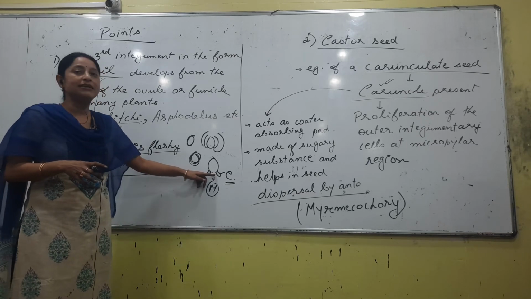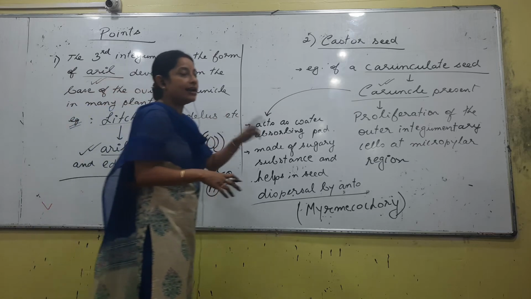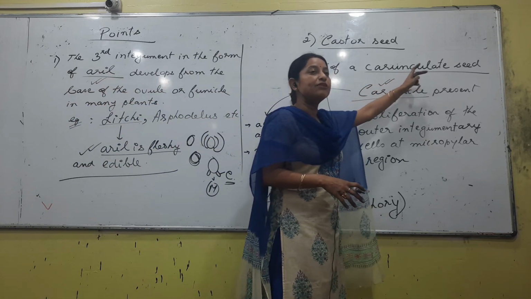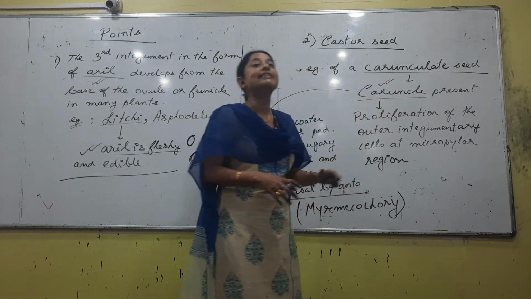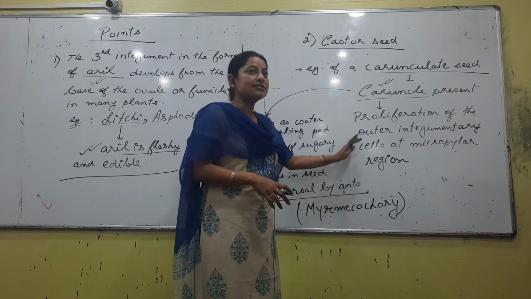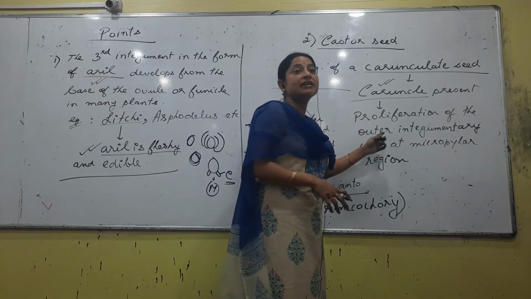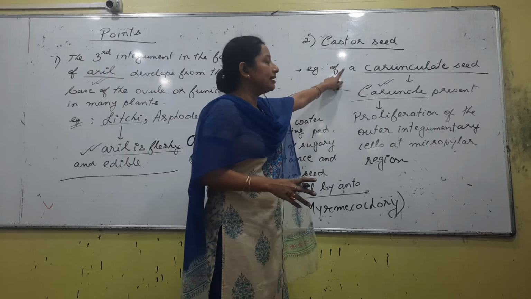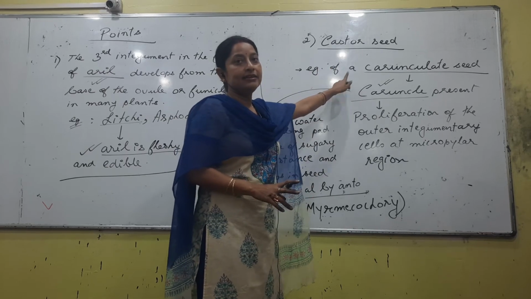That structure is called Caruncle. If Caruncle is there, the seed is called a Carunculate seed. Give an example of a Carunculate seed is a question that is asked. We don't need that many details. What is Caruncle? Which part forms a Caruncle? Not important. The only point that we will remember is an example of a Carunculate seed.